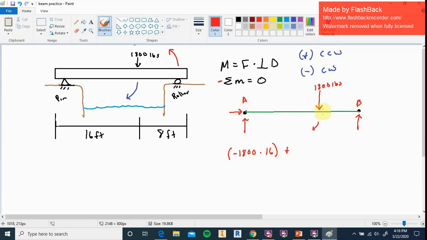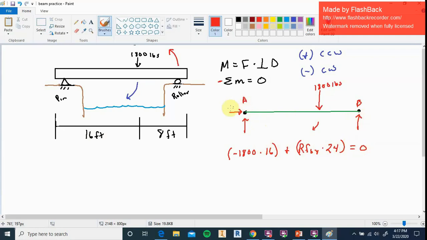So let's go further out the beam. Here we have a reaction force at B that is opposing that. So we're going to have the reaction force at B in the Y direction times, what is its distance all the way to the fulcrum? Well, 16 plus 8 should be 24 feet. Okay, and then no other moments are being created. So I'm going to set that equal to 0.